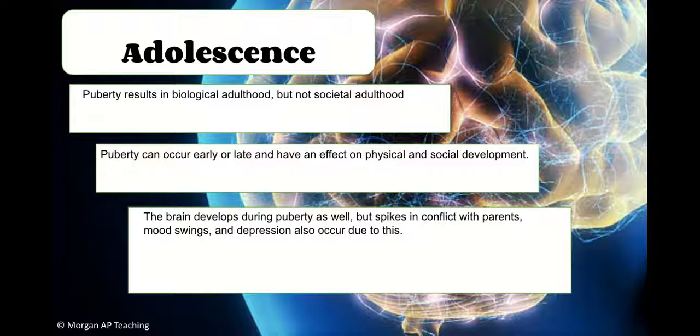And the brain also develops at puberty. We see spikes in conflict with parents and mood swings, depression. All those things go up through puberty and kind of in your early teenage years. And so it could be something you're experiencing now. It could be something that, a year or 2 years ago, you felt like it was a big conflict with my parents, and now things are kind of better. It might take another year or two before that happens, depending. So that's okay.